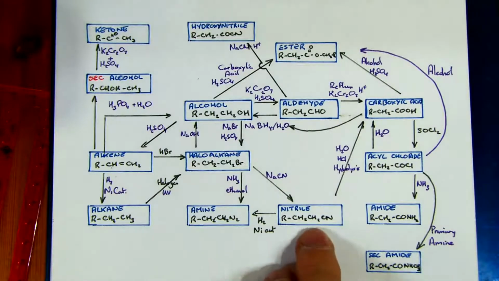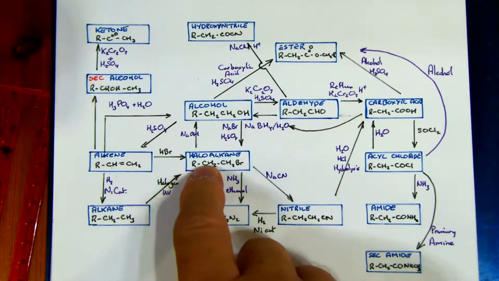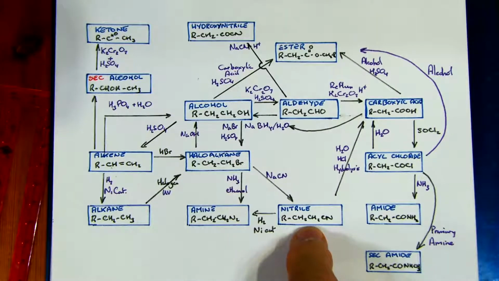We might want to try and make a nitrile given an alcohol, and you've got to work out you're going to make a haloalkane first before you can make the nitrile.